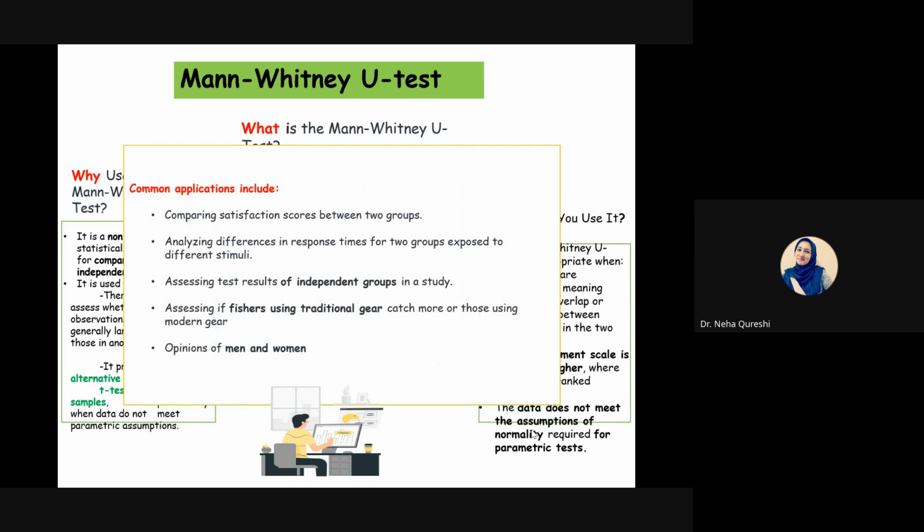Most common applications: comparing satisfaction scores between the 2 groups. Say, for example, for you people, if you take pre-data and post-data on how much you are satisfied with this training program, you can do a Mann-Whitney U test, because satisfaction is a qualitative variable. You cannot quantify satisfaction. Then analyzing differences in response times for 2 groups exposed to different stimuli, assessing test results of independent groups in a study, or opinions of men and women in a study. Mostly for gender studies, we use this Mann-Whitney U test. And then seeing the difference between a traditional fishing gear and a more modern technology-driven gear.